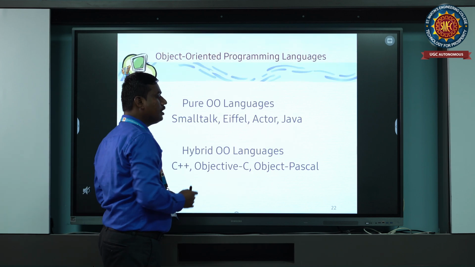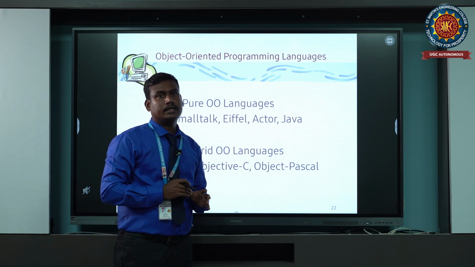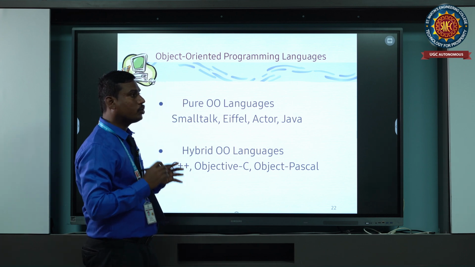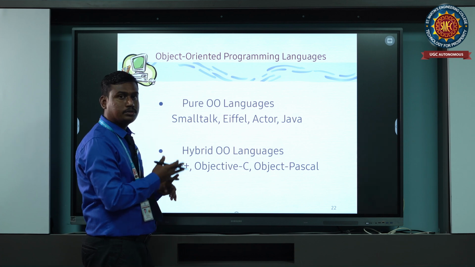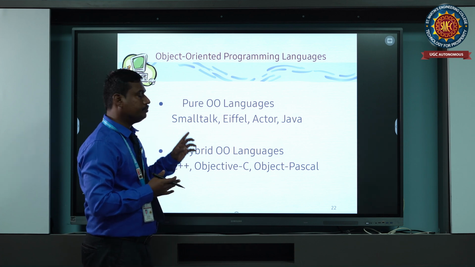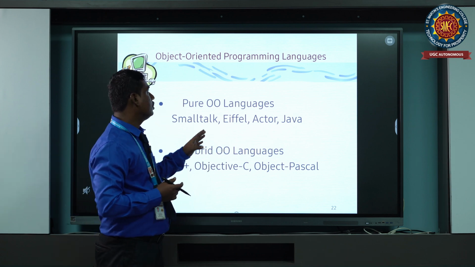These are the four major principles of object oriented design. In object oriented programming languages, we use these major concepts: abstraction, encapsulation, inheritance, and polymorphism.